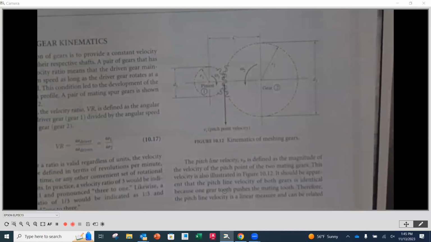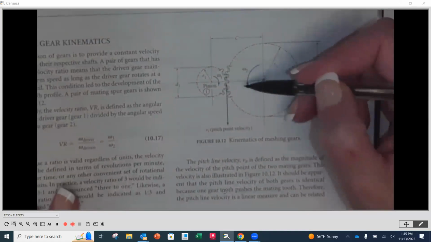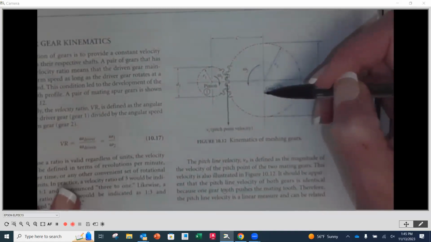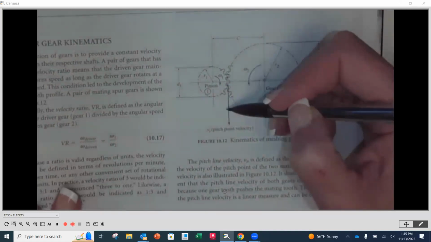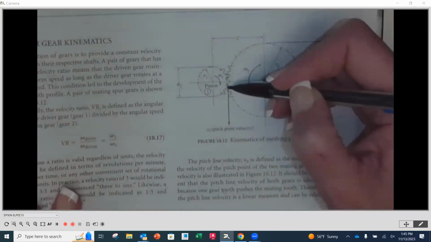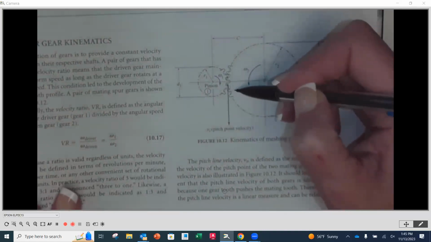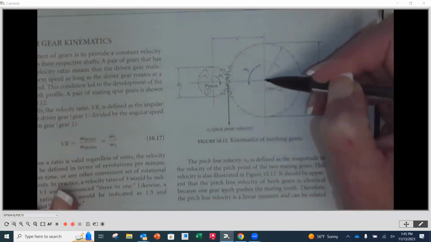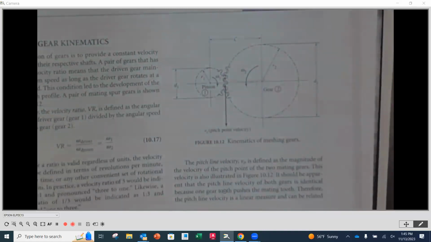And notice the rules for direction are exactly what we used before in our previous module. If I'm rotating in a counterclockwise direction, my pitch line speed, my straight line velocity component, is going to be in the direction of rotation, perpendicular to its radius of rotation back to its center of rotation.